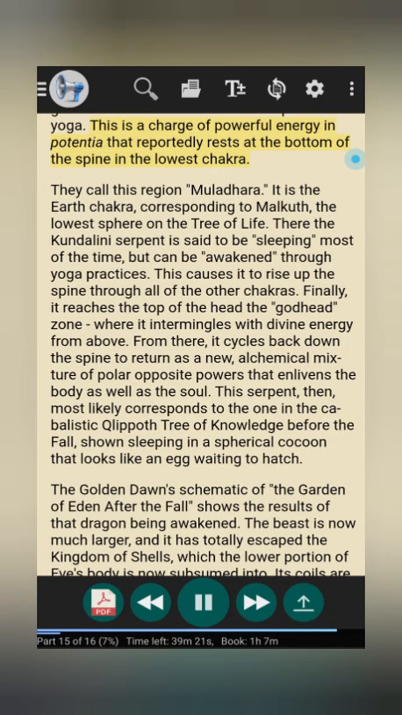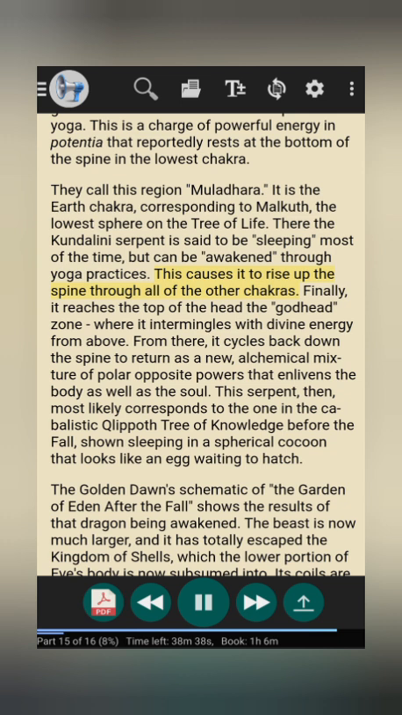This is a charge of powerful energy and potentia that reportedly rests at the bottom of the spine in the lowest chakra. They call this region Muladhara. It is the earth chakra, corresponding to Malkuth, the lowest sphere on the Tree of Life. There, the Kundalini serpent is said to be sleeping most of the time, but can be awakened through yoga practices.